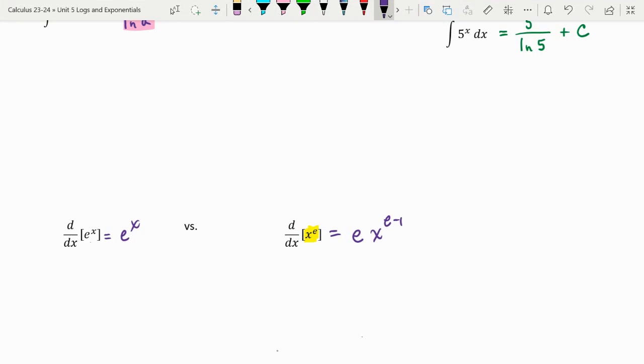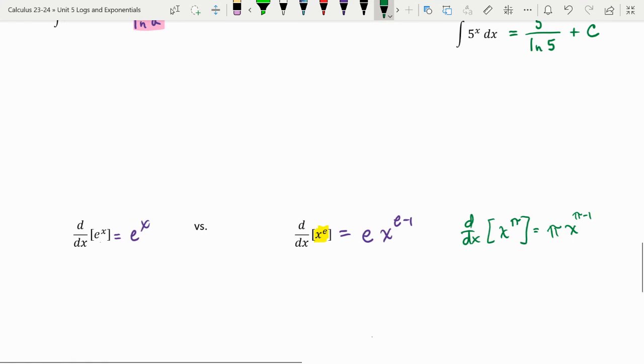So this derivative is going to be: bring the exponent out front and then subtract 1 from the exponent. So if I asked you to find the derivative of x to the pi, the exponent is a number. This is going to be a power rule. This will be pi times x to the pi minus 1.